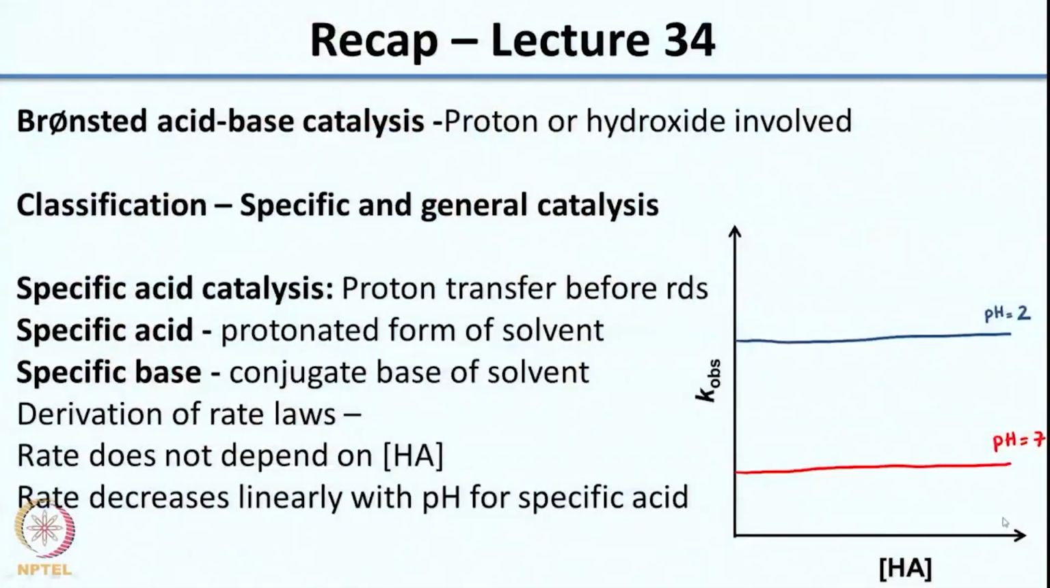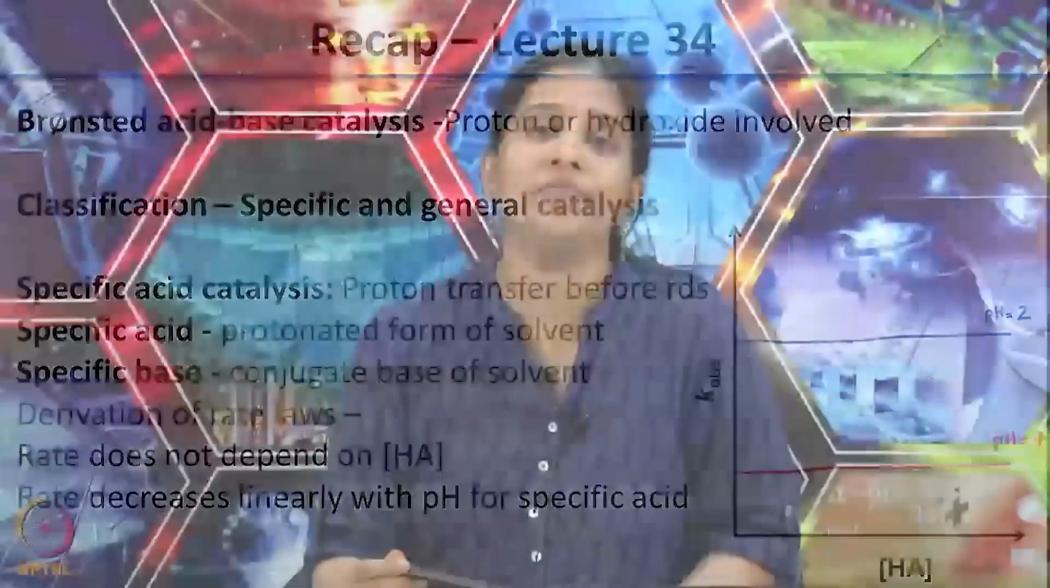And if you plot the k observed versus concentration of HA, essentially you will get a straight line. Shown here are two straight lines at two different pHs. In the case of specific acid, you will have a higher k observed at the lower pH as compared to the higher pH. So if you were to plot the log of k versus pH, you would see a linear decrease in the case of a specific acid. As the pH increases, the k value will decrease for specific acid.